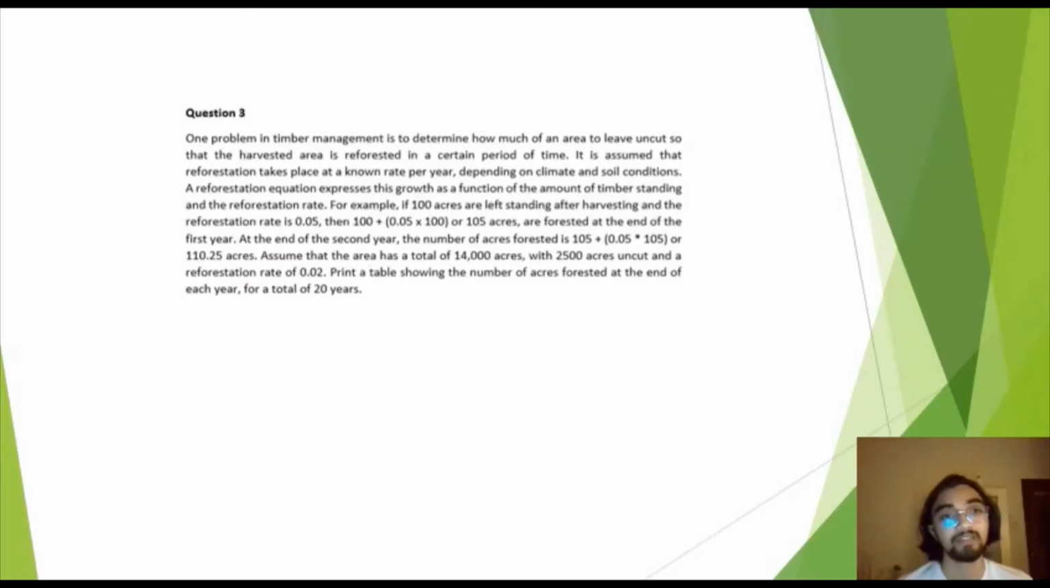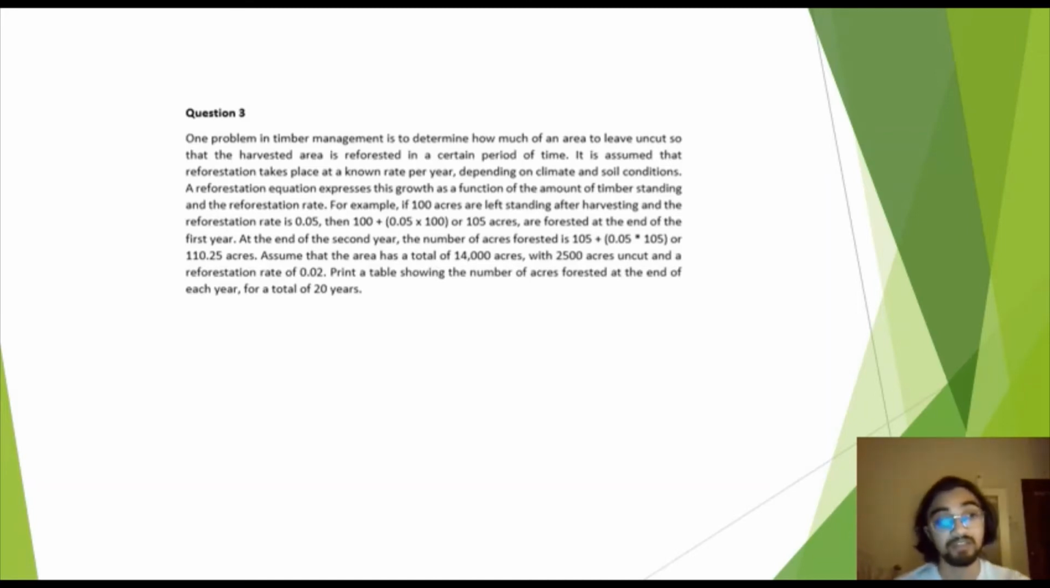Hi, my name is Cikgu Muhammad Naufal, and today I'm going to present question number 3. So in this question, they ask us to determine how much of an area to leave uncut so that the harvested area is reforested in a certain period of time, which in this question they ask for a total of 20 years. And they told us the input.